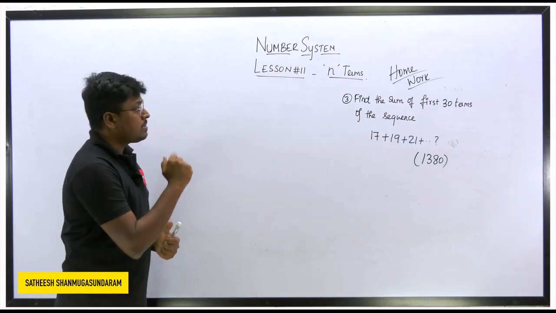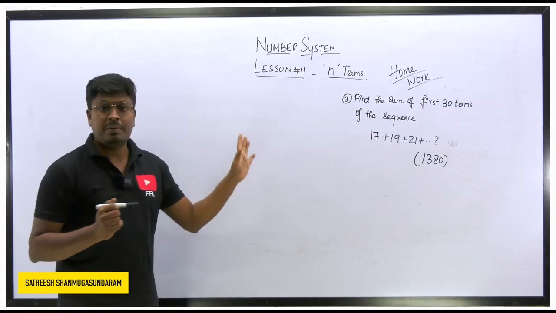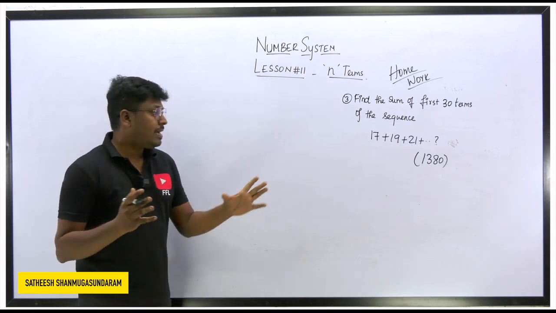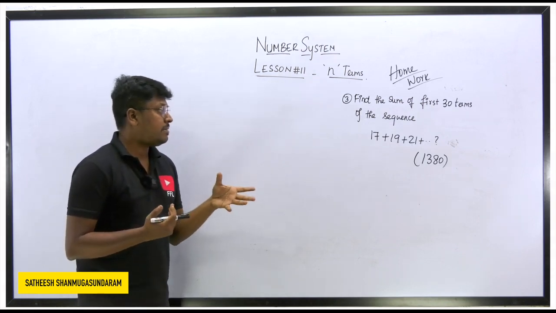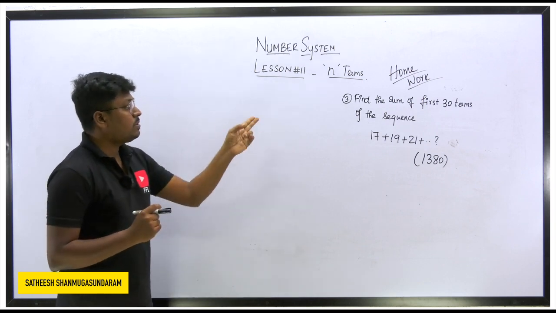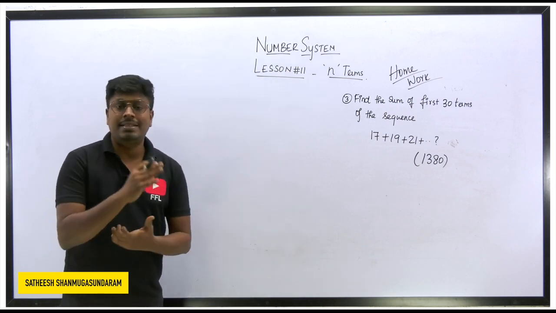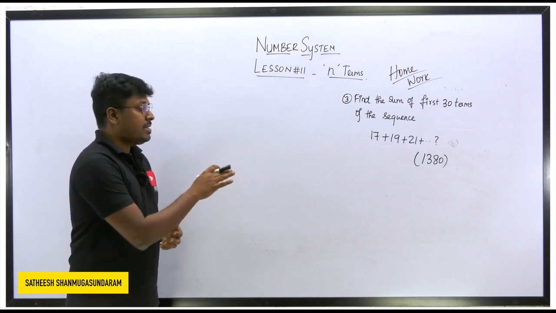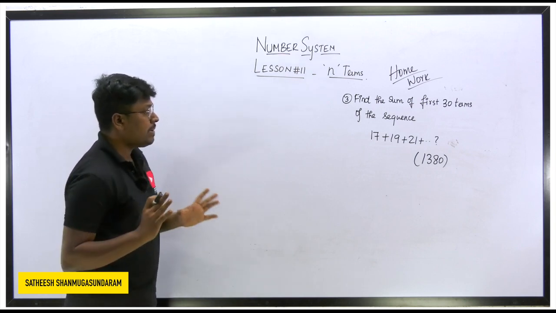So here is the last, third question. Take this as a homework question, right? And check whether you are getting the answer, that is 1380. It is a similar concept, one of the memory-based questions. You need to find the sum of the first 30 terms for the given sequence, right? The sequence is 17, 19, 21, etc.